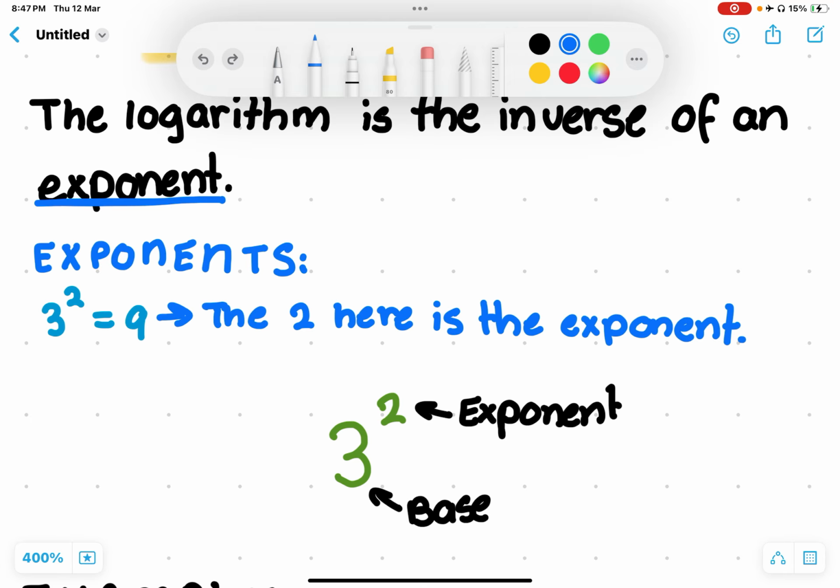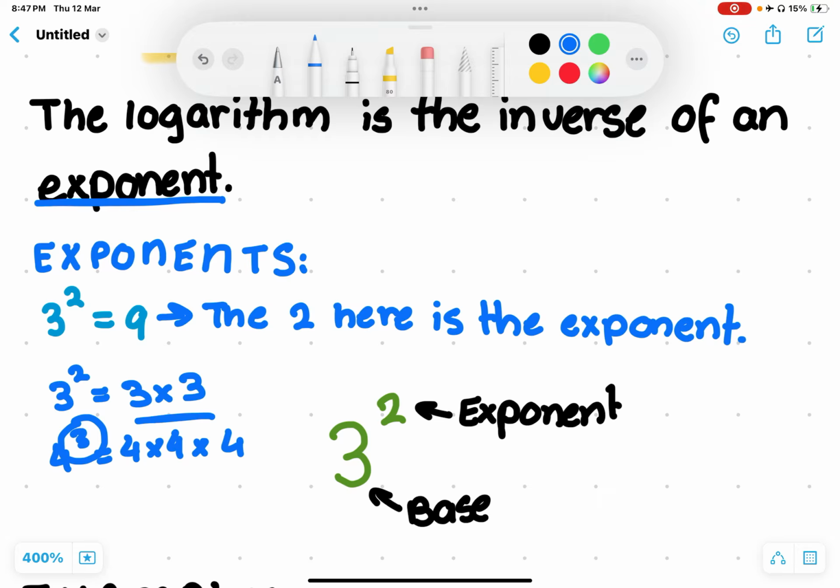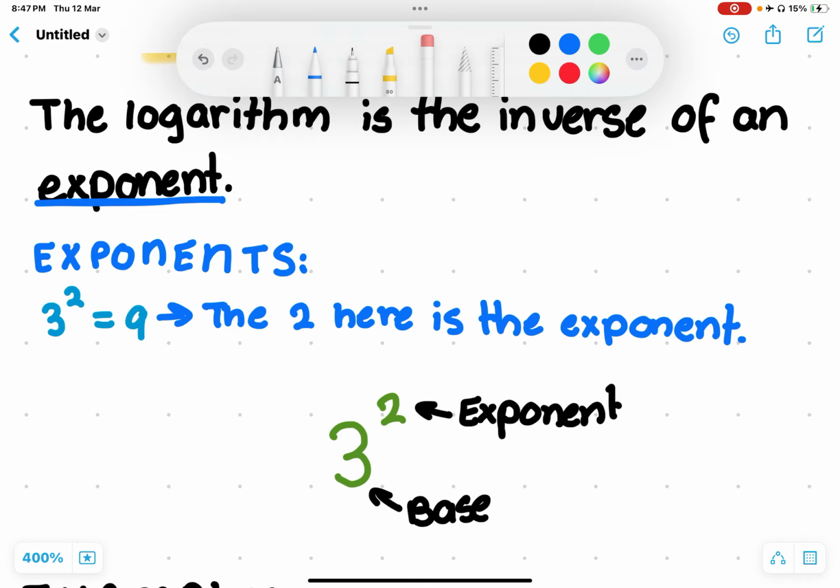So let me just remind you how this works. If you've got 3 squared, what this means is that you're multiplying 3 by itself 2 times. And if you've got something like 4 cubed, then you're multiplying 4 by itself 3 times. Why 3 times, you may ask? This is because the exponent is 3. Over here, we multiplied it twice because the exponent was 2. So I hope that was a good revision on what exponents are.